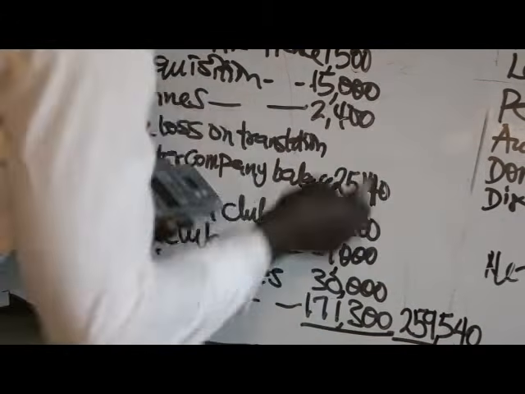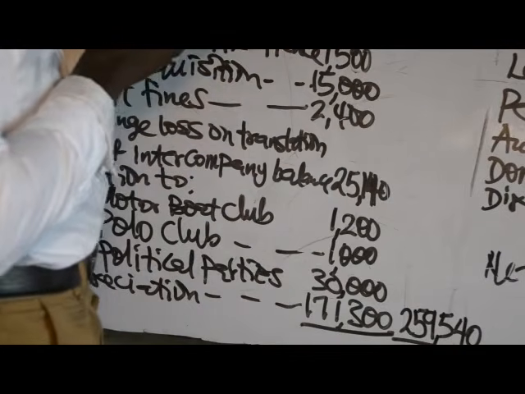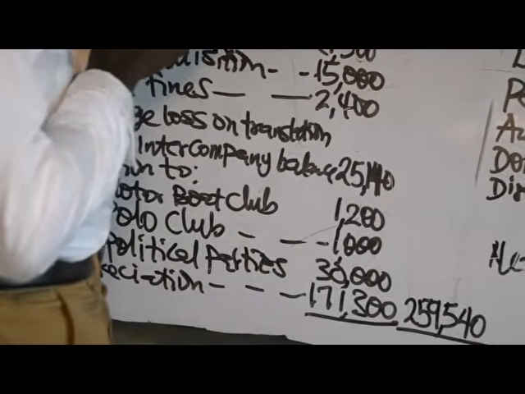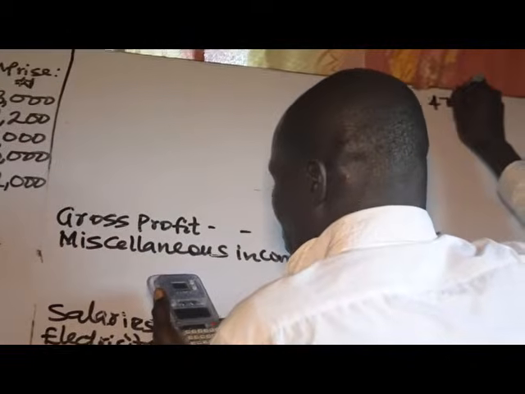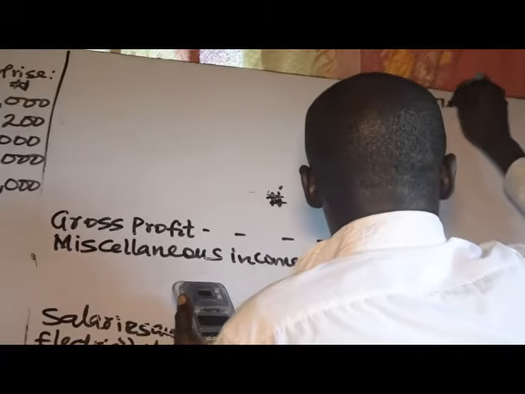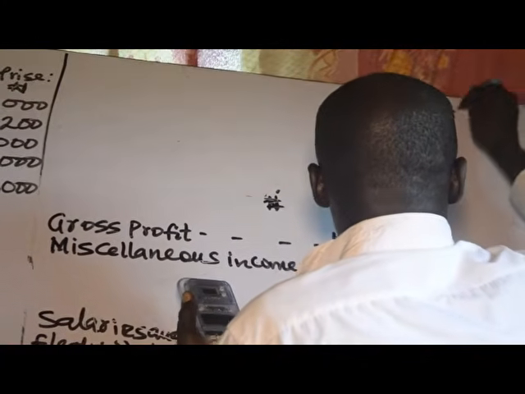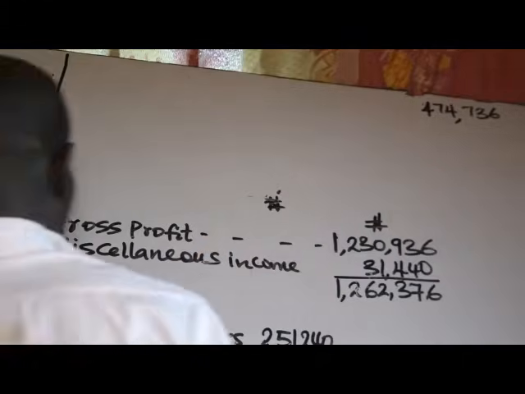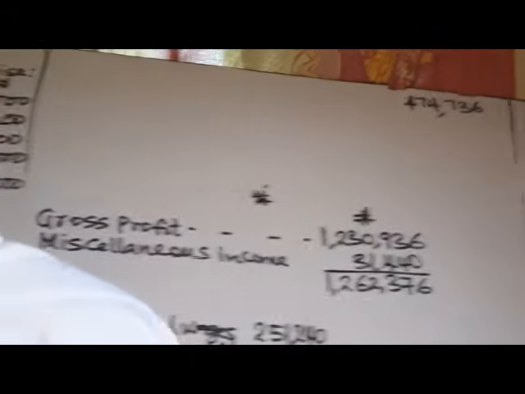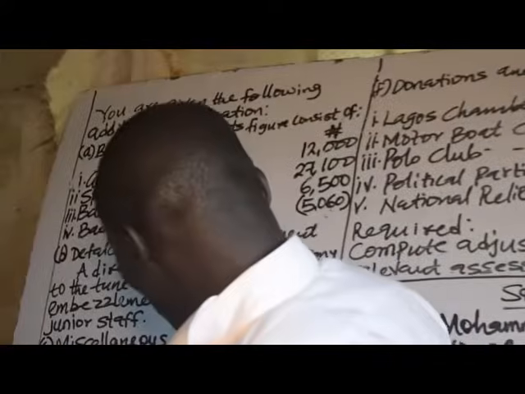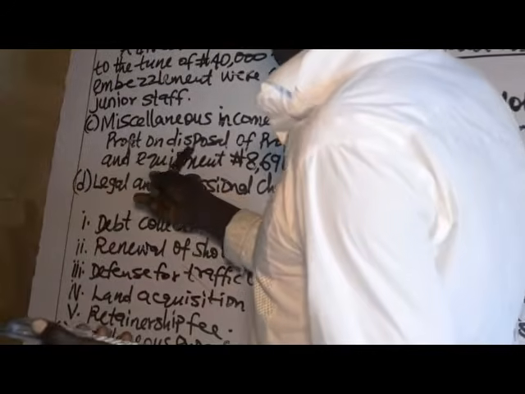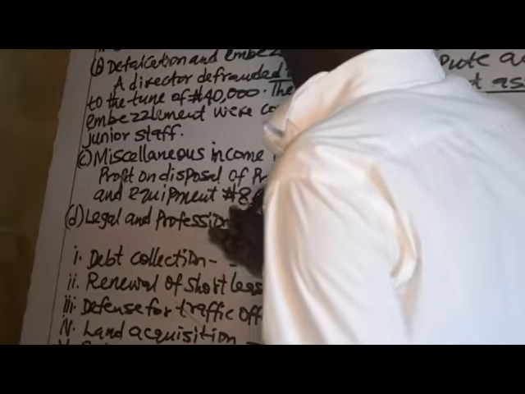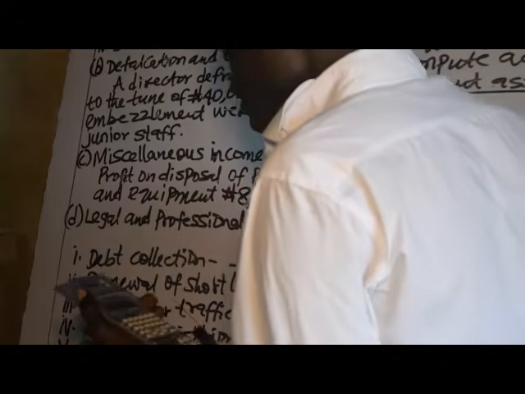If you add it to the 215,196, then you have the total of 474,736. Now, when we're going through the details, the footnote, note C, we said this is not taxable income reported in the account. Profit on disposal of PPE of 8,690. We say it's not taxable.